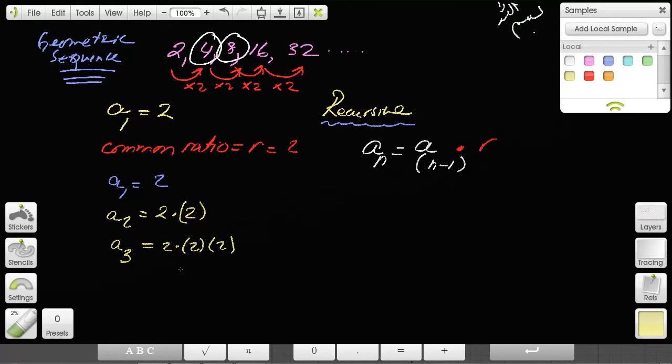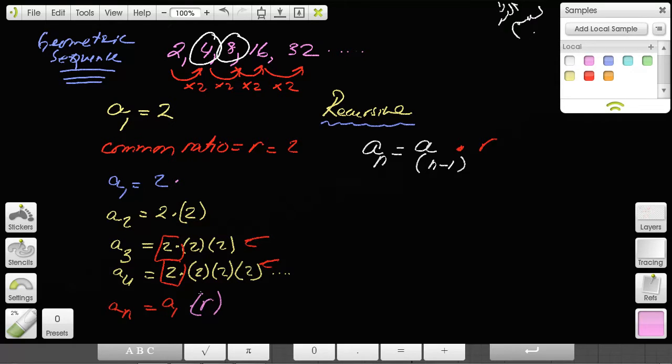Like this, right? And we got the fourth term by taking the third term and multiplying by the common ratio, which is 2. So every time we are just multiplying by another 2, aren't we? So a sub n is going to be the first term, a sub 1, which happened to be 2, and you're going to multiply by a certain number of r's: r, r, r, r, r. How many r's are we going to be multiplying by? The first term does not get any r's, right?